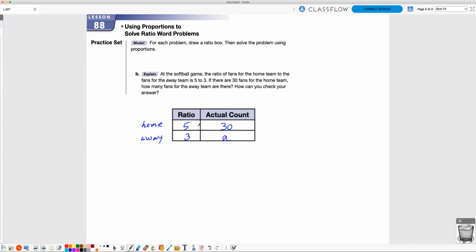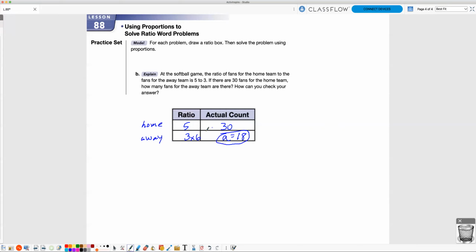And again, I could do the constant factor here. The factor would be 5 times 6 would make 30. So 3 times 6 will give me A. A should be 18 in this case. So the number of away fans would be 18.